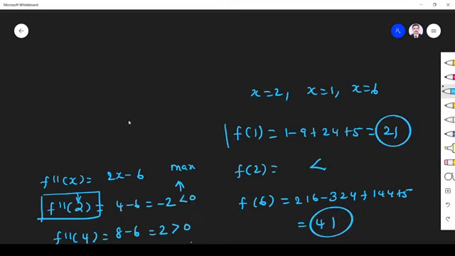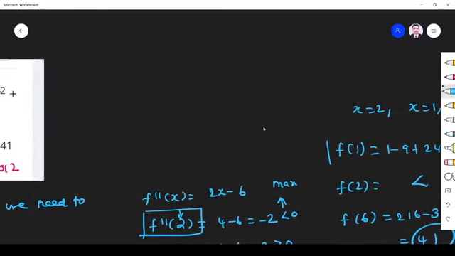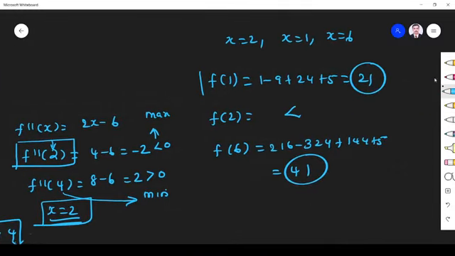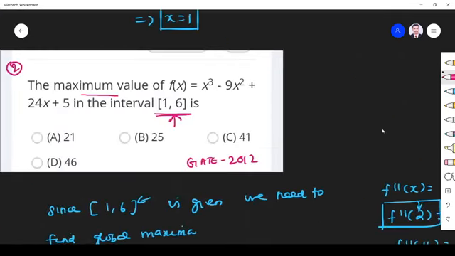So what they ask, what is the maximum value. So out of these three values, which is maximum, that is called the maximum value. So x is equal to 6 will give maximum value of 41. This is the maximum value. This is the procedure we have to follow to solve the problem. So at x is equal to 6, this will be the maximum value, 41.